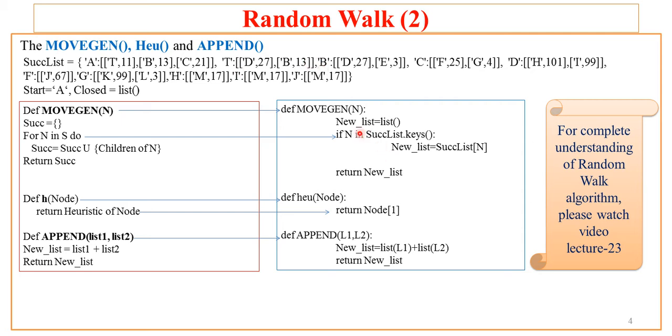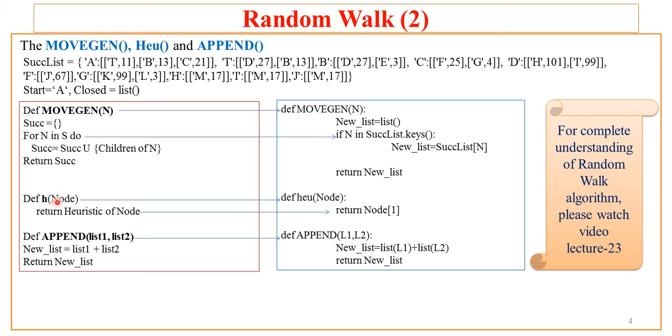So it will take a node n. For example, suppose B is the node to be searched in the successor list. It will take node B and try to match it with key A, then with T, then with B. As it is present, it will extract the value elements for that particular key. The value elements for key B are D, E, which are returned as the new list by the MoveGen.